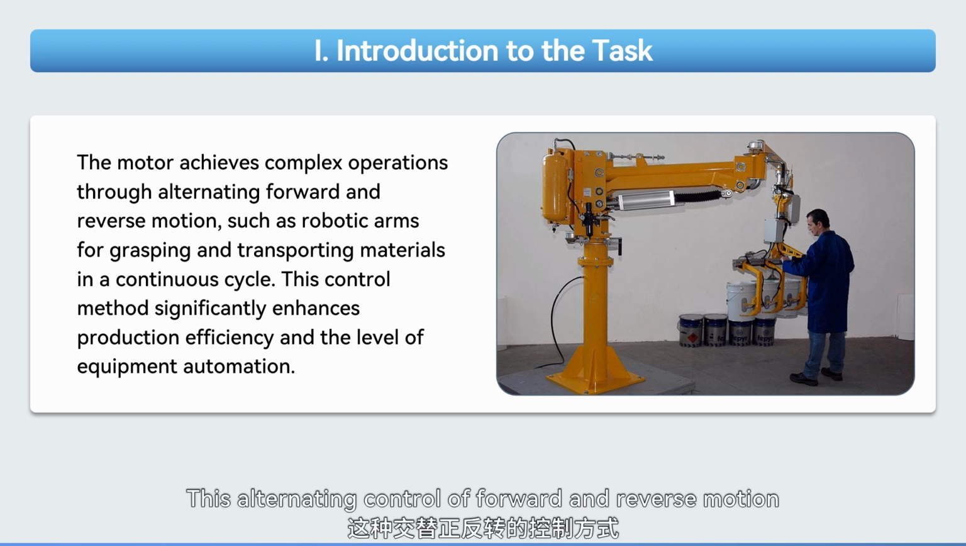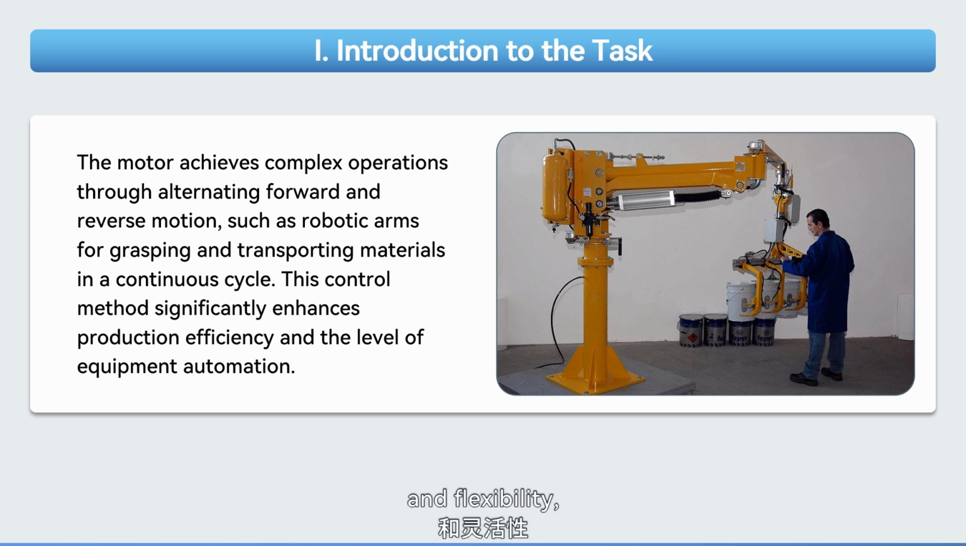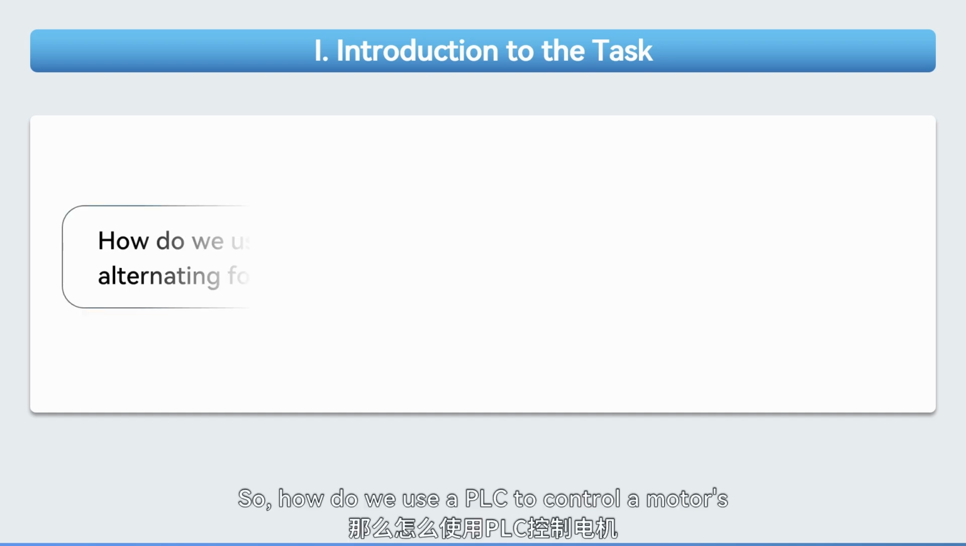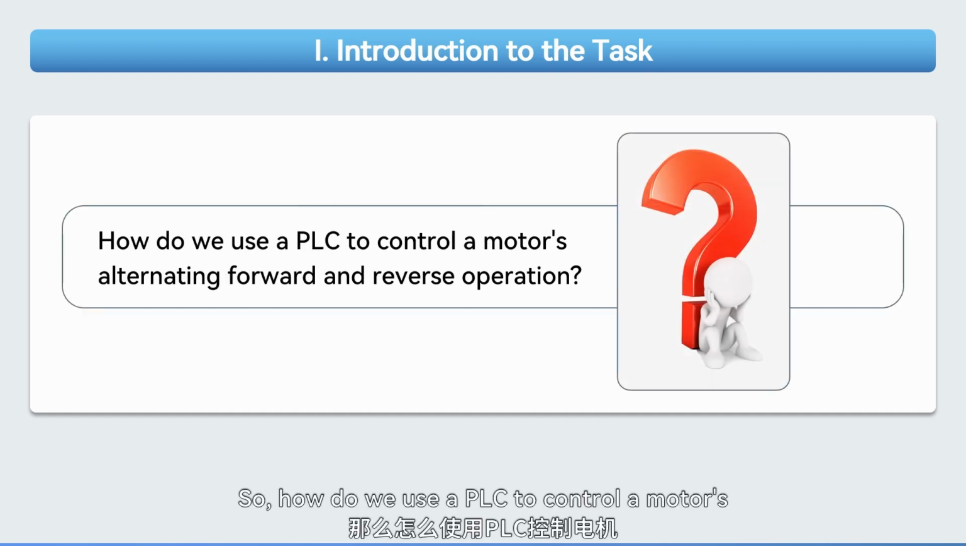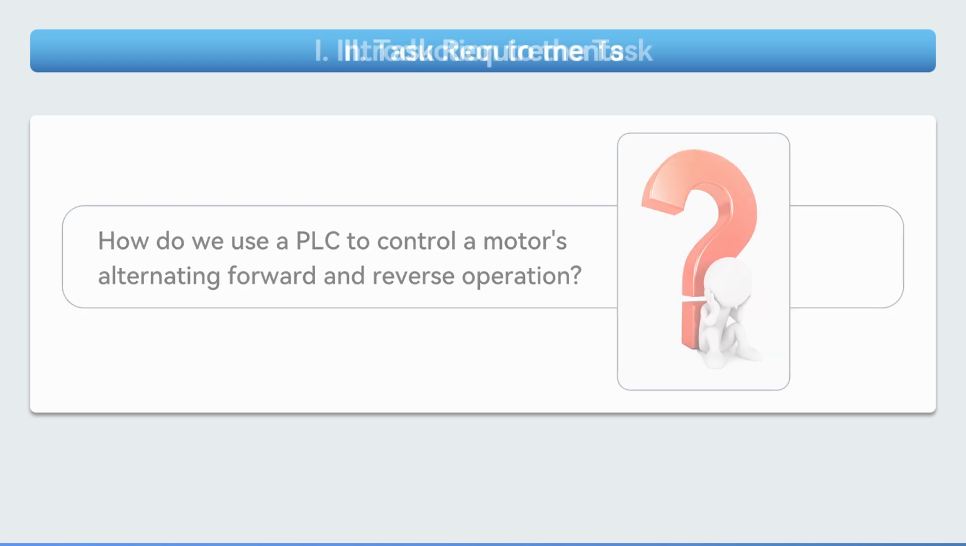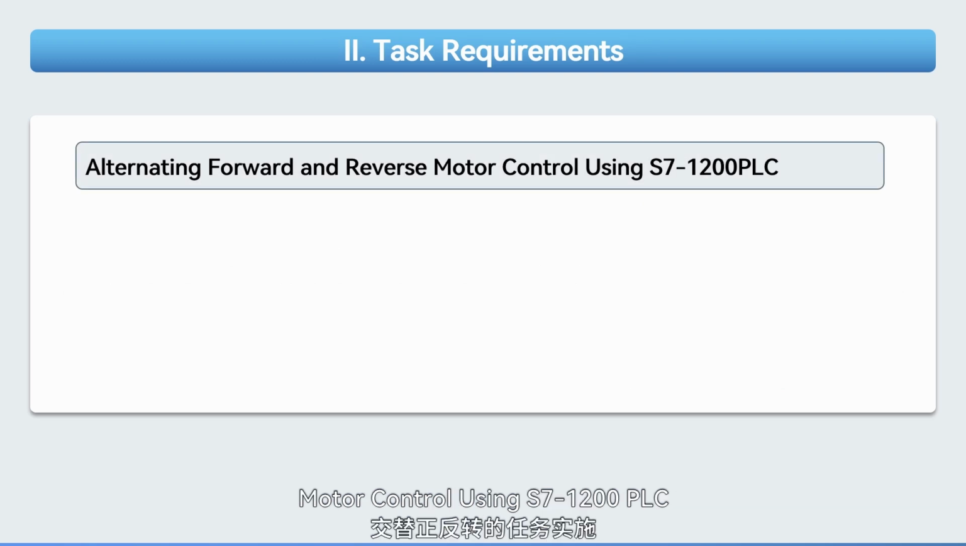This alternating control of forward and reverse motion significantly enhances production efficiency and flexibility, as well as the overall automation level of equipment. So, how do we use a PLC to control a motor's alternating forward and reverse operation? Next, let's learn the task of this lesson. Implementation of alternating forward and reverse motor control using S7-1200 PLC.